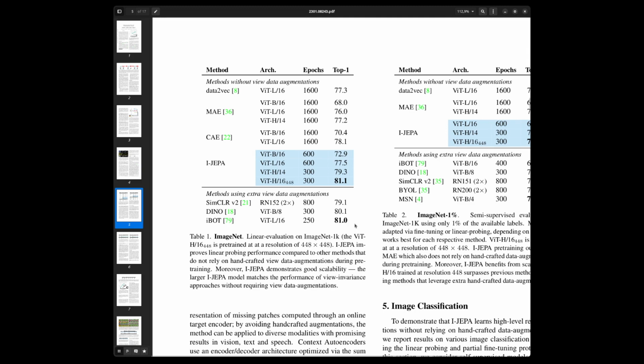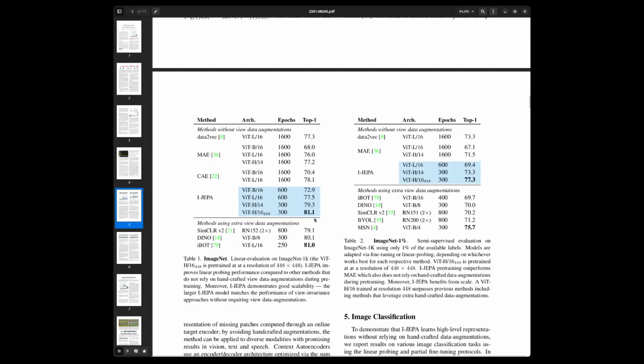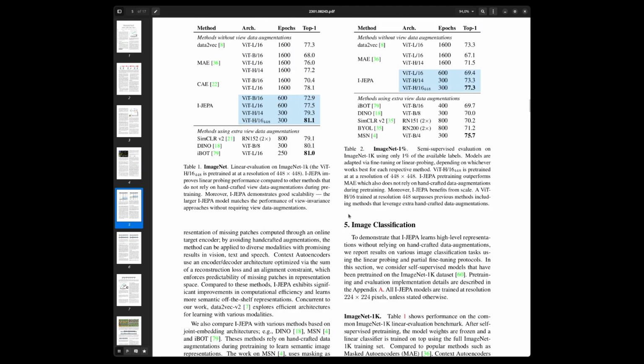But their claim is that with iBot, you have to use data augmentations that fit your problem. In practice, their claim is that they can do something quite comparable to iBot, even though they are not using data augmentations. That's their claim. If we have to be 100% honest, their data augmentation is, I guess, how you sample the context block somehow, right? If you think about that, but still, you don't need to change it based on the domain.